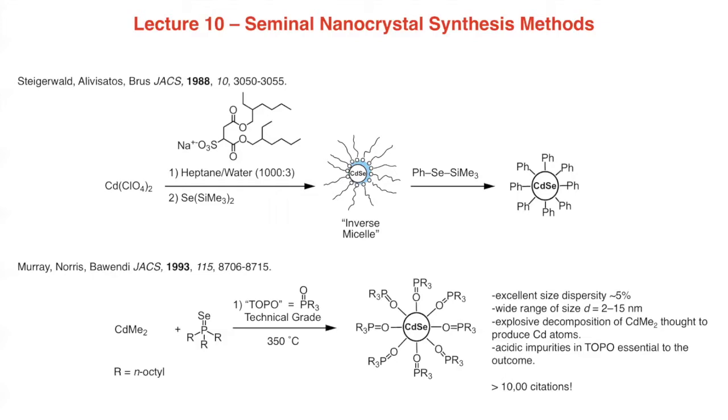It turns out there's a long story here, but most of this chemistry was actually happening via impurities in the TOPO. And so the structure drawn on the right is fictitious. But this method, this high temperature explosive decomposition method, has really had a huge impact on the field. This particular paper has been cited 10,000 times, largely because of the quality of the dispersion of the products and the flexibility in the size.